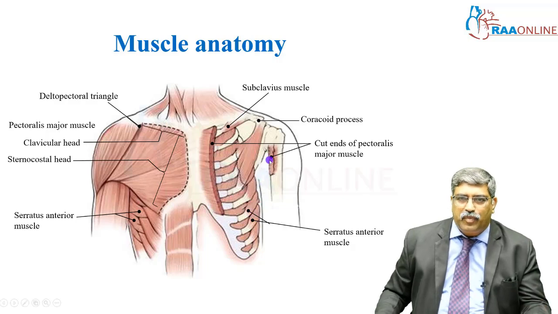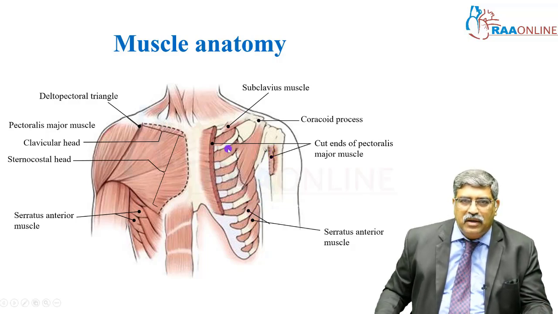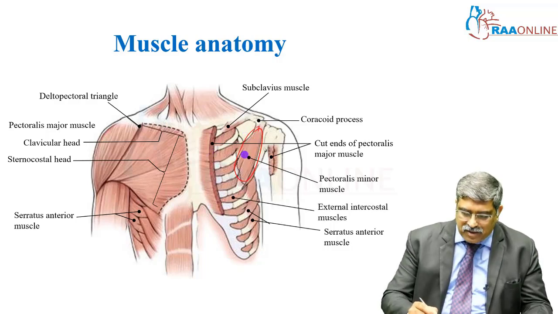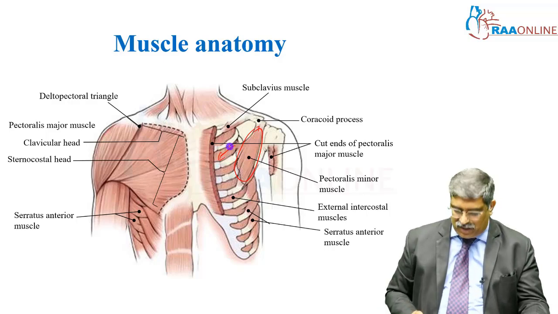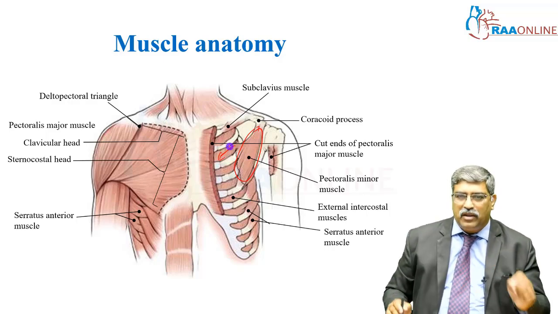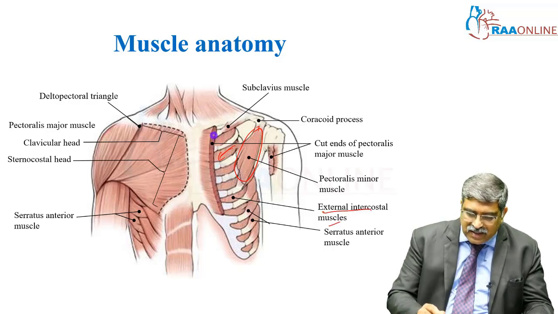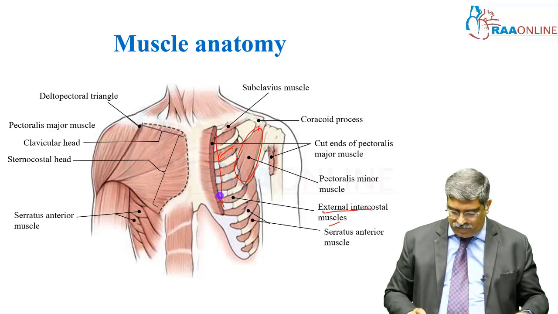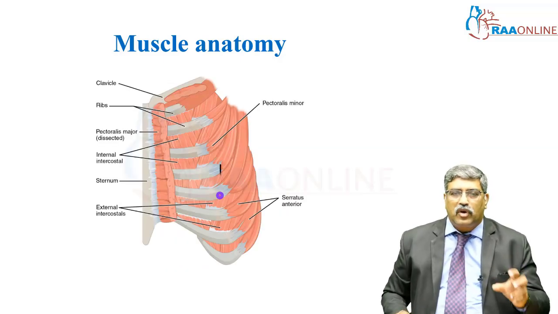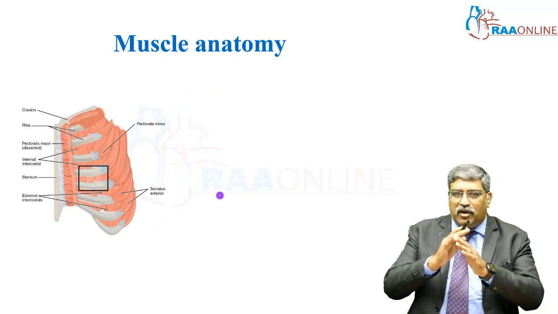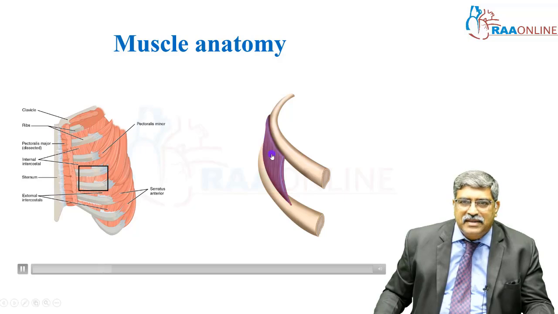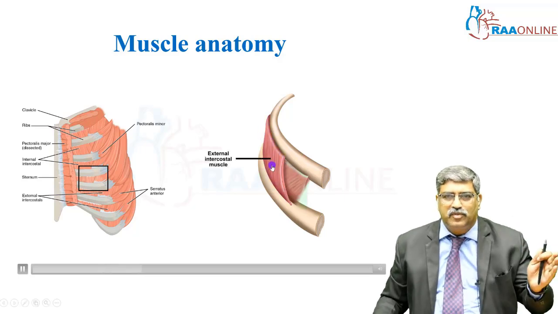And what is very important here is the cut end. You have the cut end of the pectoralis major, and inside you have the pectoralis minor muscle, and this is the external intercostal muscle. What is very important in this external intercostal muscle is it does not extend beyond the costochondral junction. That is very important. If you look at the cut surface after breaking open the pectoralis major, here you have the external intercostal muscle, which is the outermost muscle.